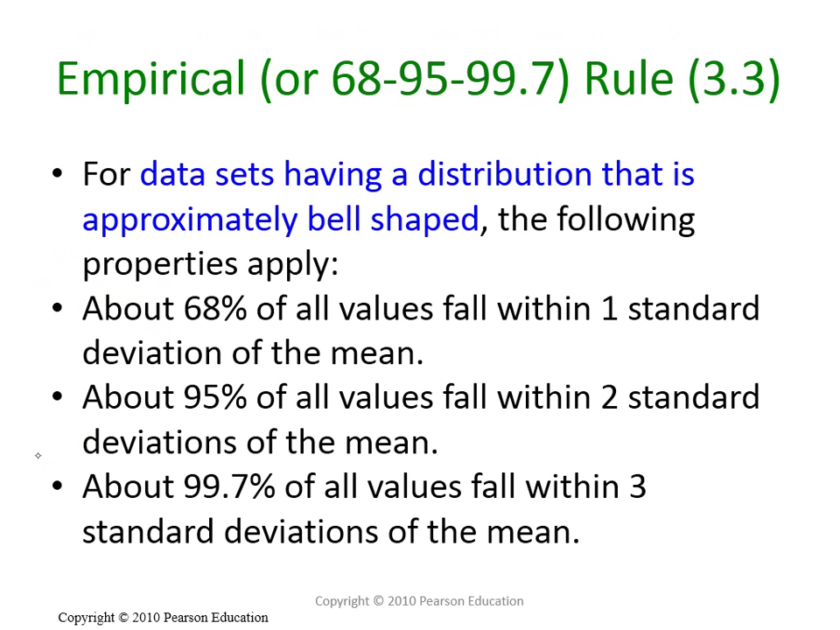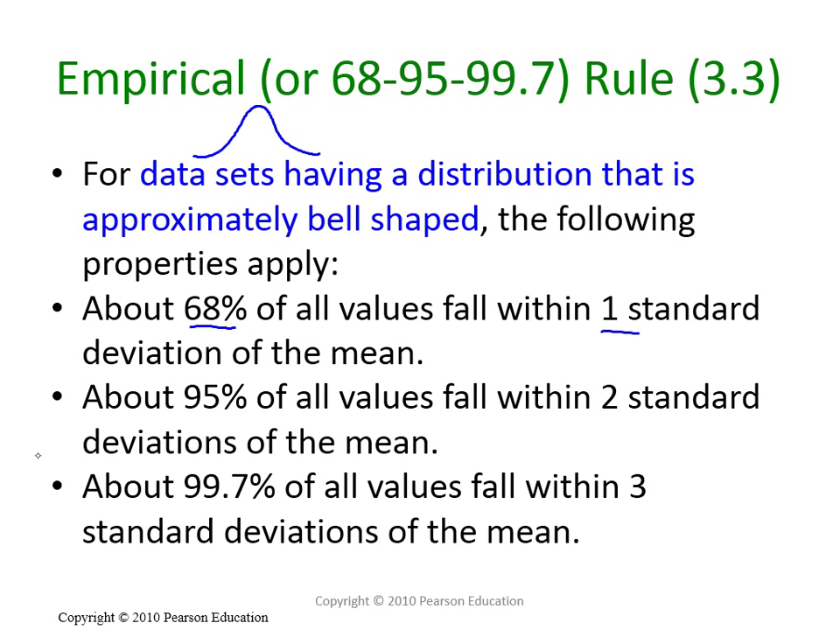Now, the empirical rule comes back to that normal distribution, and we will refer back to the normal distribution a lot. If we go back to our normal distribution, what the empirical rule is saying is, for data sets having a distribution that's approximately bell-shaped, so approximately normal, the following properties apply. About 68% of all values fall within one standard deviation of the mean. These are numbers you're going to want to know.